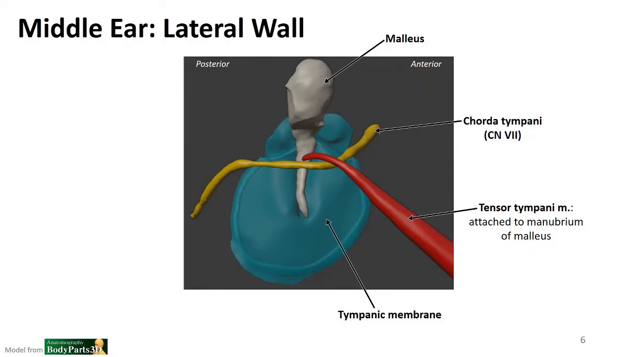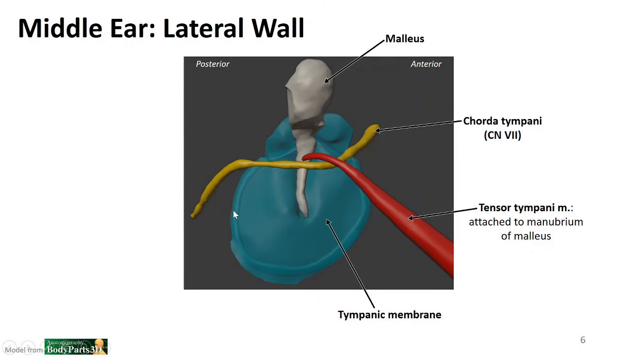So imagine you're standing inside of the middle ear, and now you turn back to see where you came from. So you've walked in through this area, which is the lateral wall. Now, the lateral wall is made up of the tympanic membrane as well as the malleus. So the malleus sitting within the tympanic membrane.